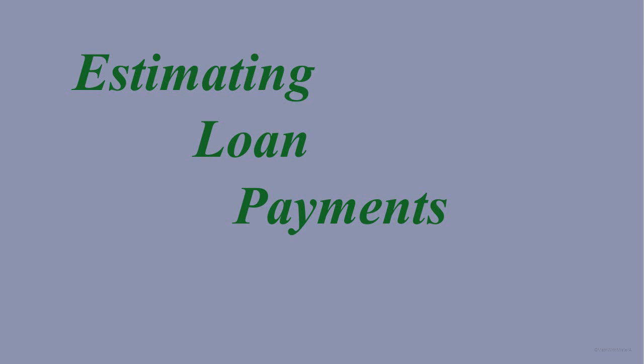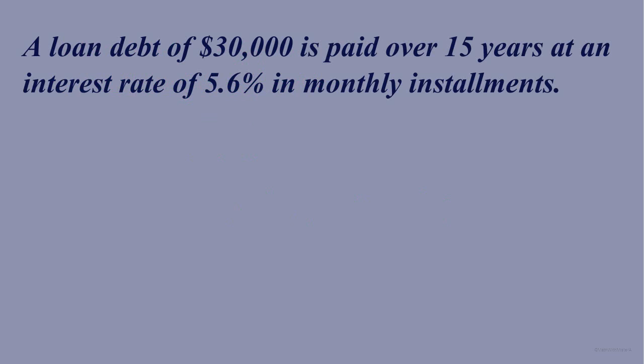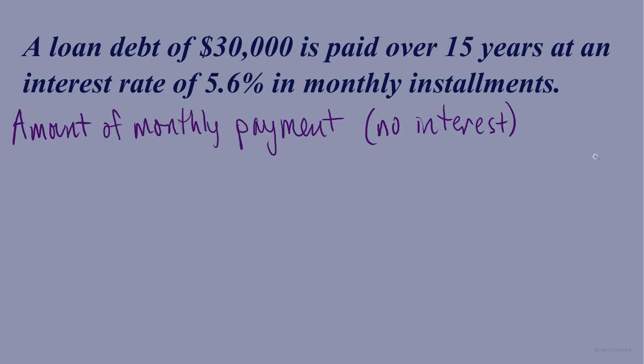In this video, we'll be going through an example of estimating loan payments. A loan debt of $30,000 is paid over 15 years at an interest rate of 5.6% in monthly installments. So let's break this problem down in a few steps. First, let's estimate what the amount of a monthly payment would be with no interest included yet.